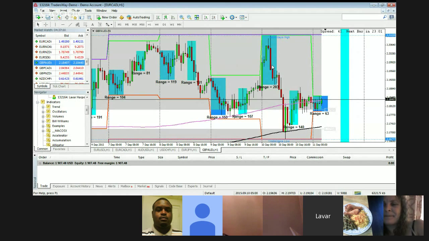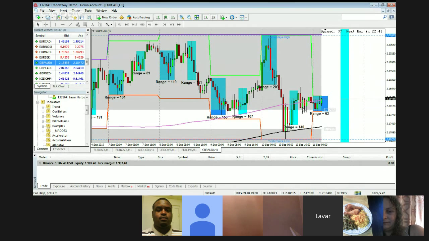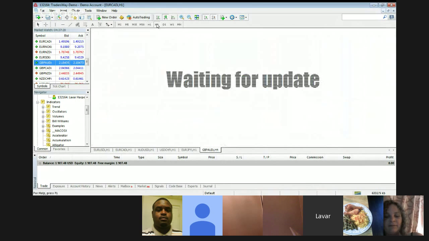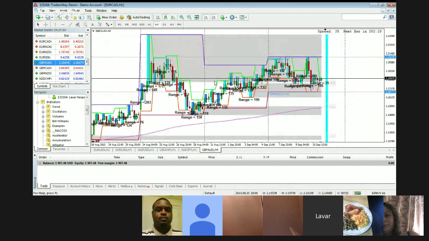But yeah, this is not a bad pair. Well, I take that back. It wicks a lot, that's the only thing. See how long the wicks are? That's another thing you look at when picking out a pair to trade: where the wicks are and how smooth it transitions. It doesn't look like it transitions badly. Those are on the 15 minute.